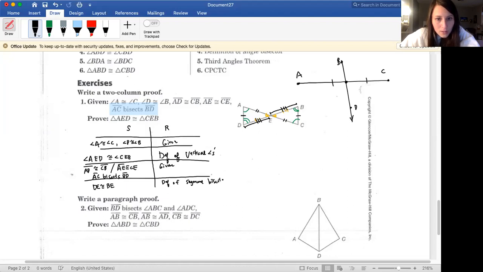I can come up with this conclusion because of this given right here. Now I've stated that all my corresponding sides are congruent, all my corresponding angles are congruent. So now I can say triangle AED is congruent to triangle CEB, and that's because corresponding parts of congruent triangles are congruent, CPCTC. You're going to know that really well by the end of this chapter here.